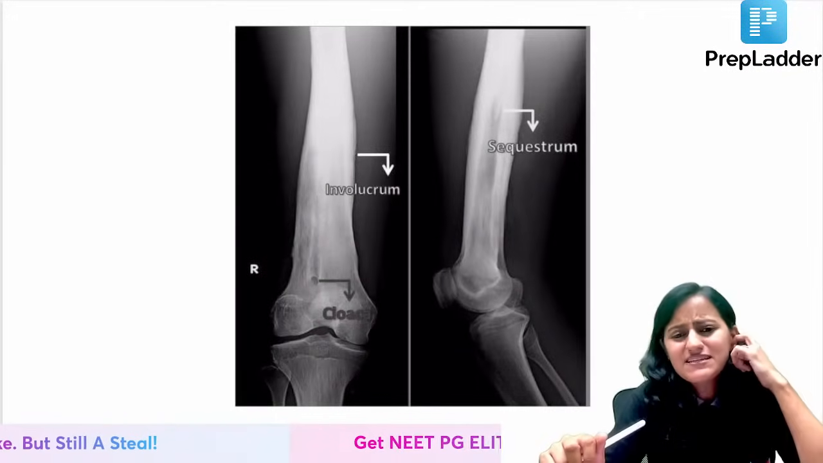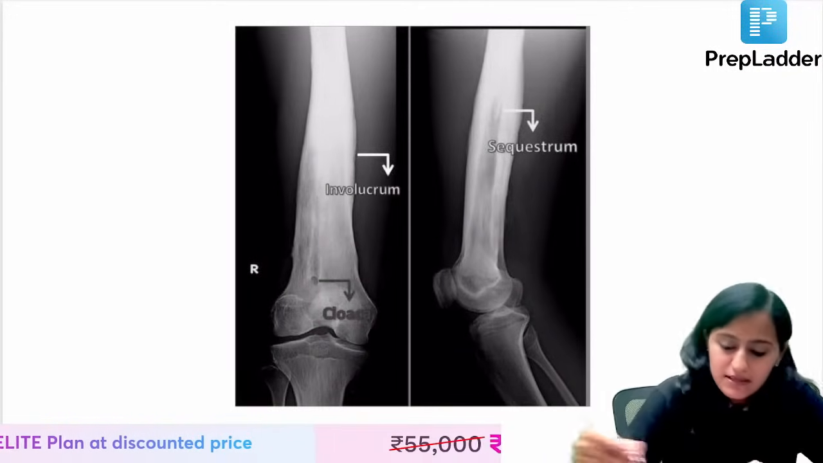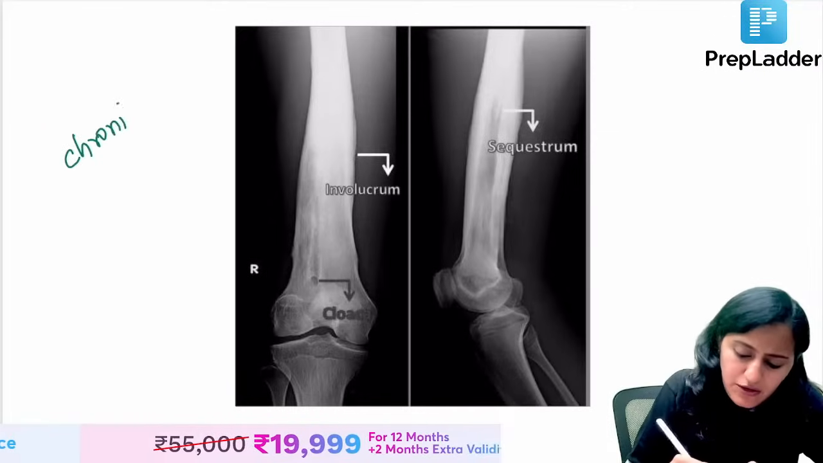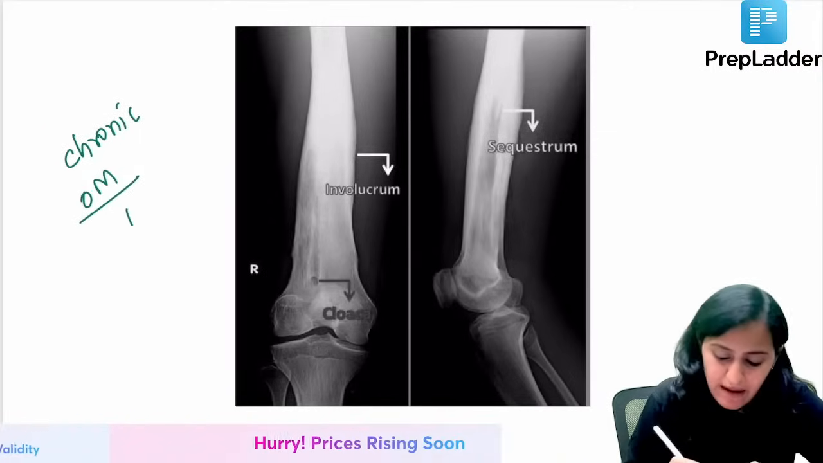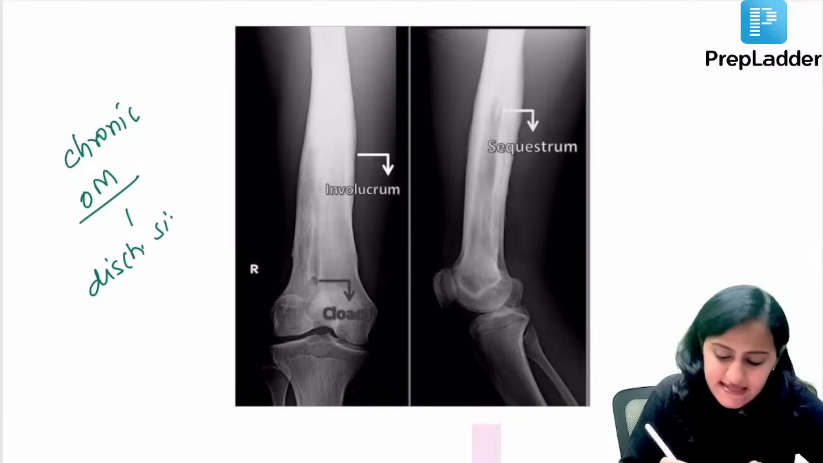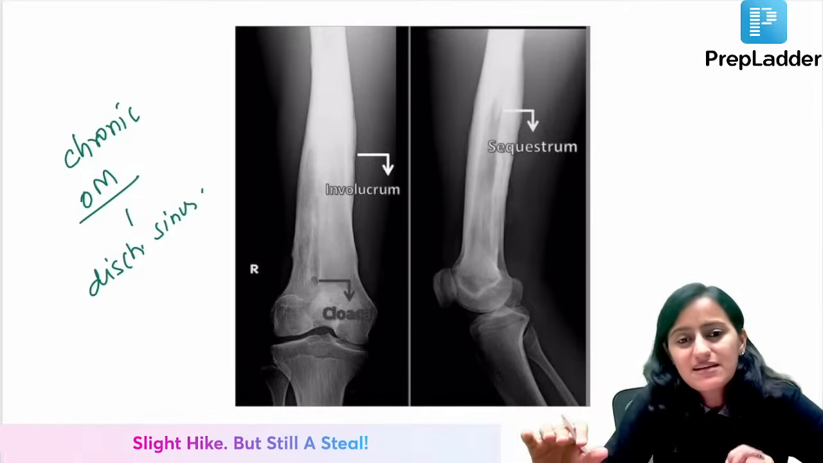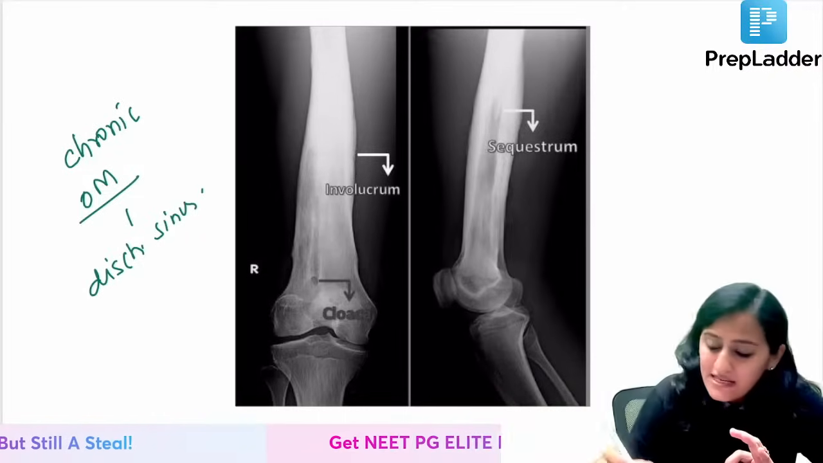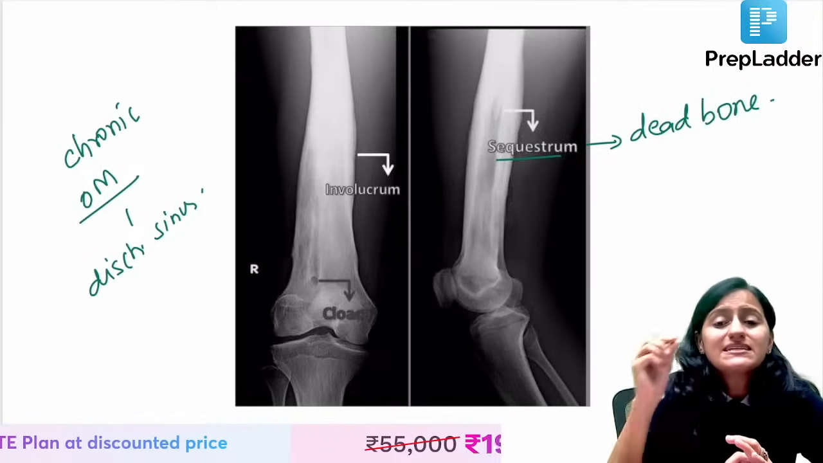Next one, when you see these terms like sequestrum, involucrum, what pathology are you thinking about? Chronic osteomyelitis. The patient comes with discharging sinus. ठीक है, एक साइनस बन गया है जिसमें से डेड बोन फ्रेगमेंट्स बाहर आ रहे हैं, डिस्चार्जिंग साइनस की हिस्ट्री होगी. What is sequestrum? Sequestrum is the dead bone sequestered inside.